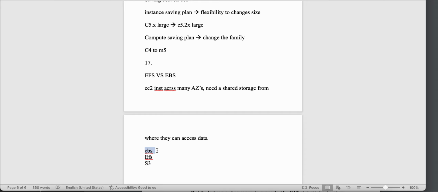So now in case of EBS, remember that EBS is AZ specific. So if instances are in different AZs, they cannot use the same EBS which is present in a single AZ. But in case of EFS, it's not AZ specific. So EFS provides storage which multiple EC2 instances across different AZs can access. So EFS would be the correct answer here because it provides shared storage.